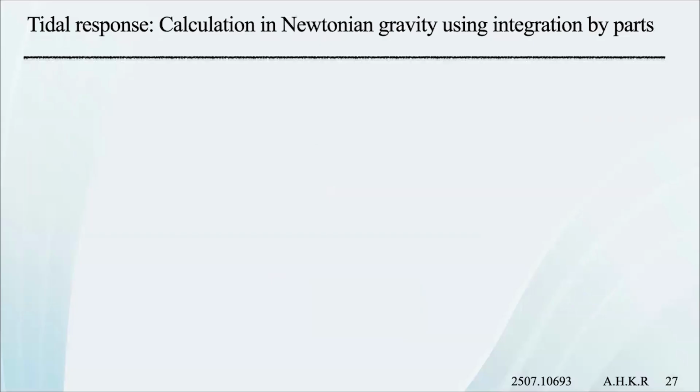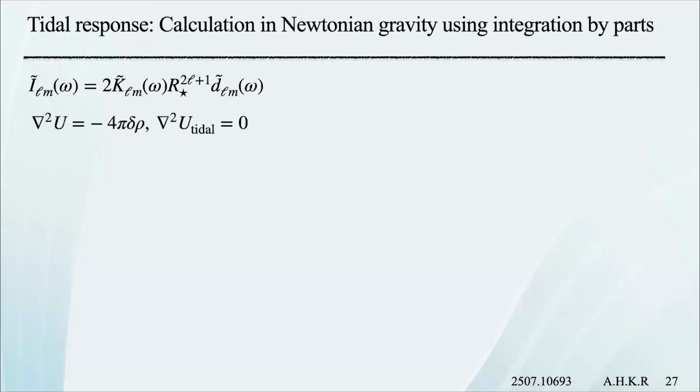Okay, so now let me briefly describe how you get the tidal response from this. So in Newtonian gravity, the multipole moments are just defined in terms of integrals over the source, but that's not true in GR because it's a nonlinear theory. You don't have such simple definitions. So the multipole response, of course, is given in terms of the tidal response and the external tidal moments. So how would you do the calculation in Newtonian gravity?